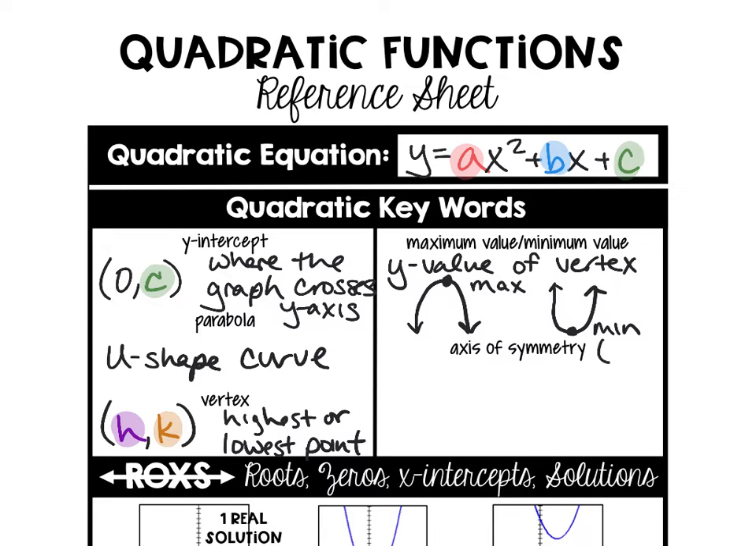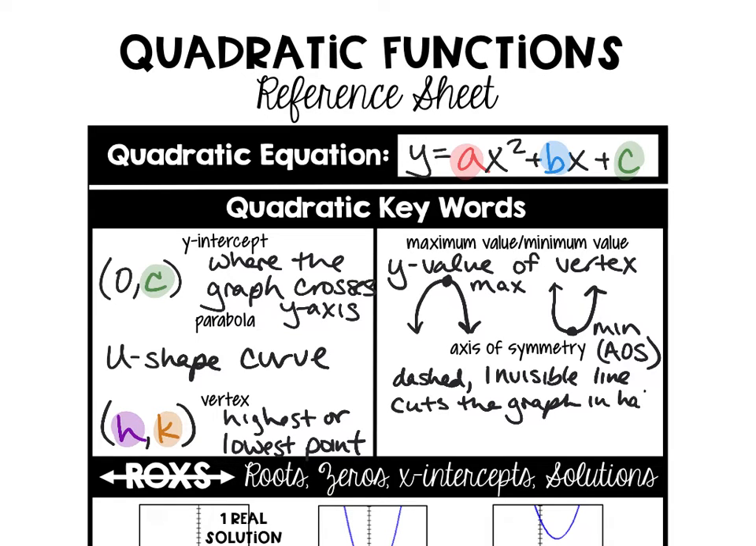Now the axis of symmetry, which we shorten to AOS because axis of symmetry is a lot of letters to write down. Does anyone remember what the AOS is? It's the line that's in the middle, absolutely. We're going to call it the dashed line, or the dashed invisible line that cuts the graph in half. So it's going to come down and chop the parabola right in the center, right at the vertex.